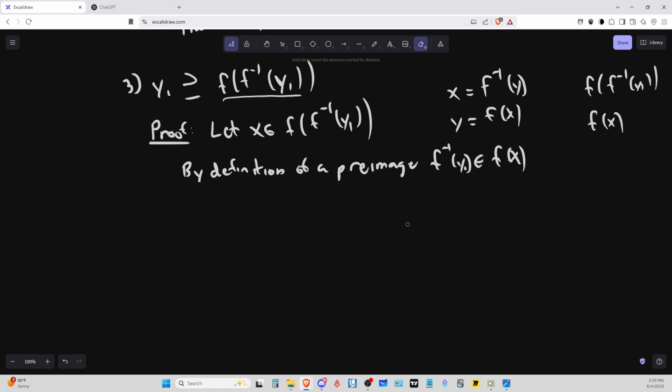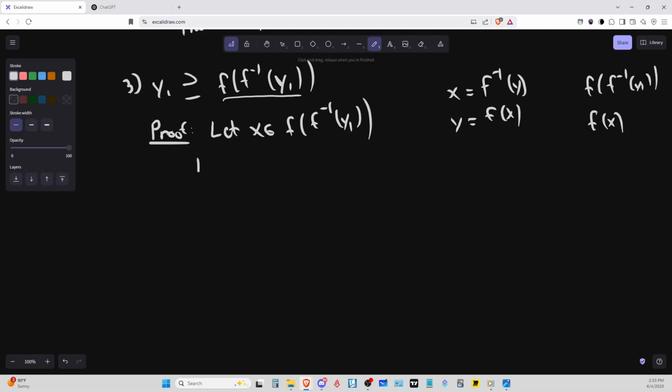By definition of the pre-image, maybe we shouldn't write this part yet. Oops. I think like by definition, it's a pre-image X. Oops. Okay.